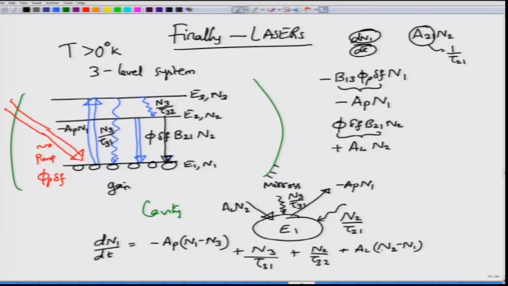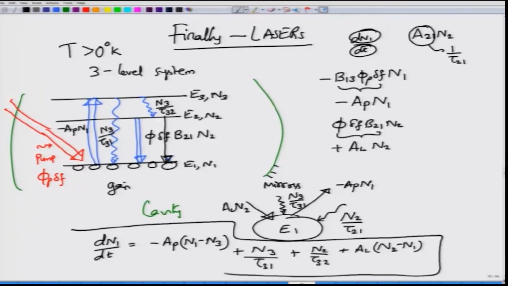So, the equation that we have written, in this boxed equation, will tell you all the different terms that serve to effectively change the population level at energy level E1. So, dN1 by dt consists of these 4 terms, where AL is defined as phi delta F B21 and AP is defined as B13 phi P delta F. Of course, B13 is the same as B31 and B21 is the same as B12.